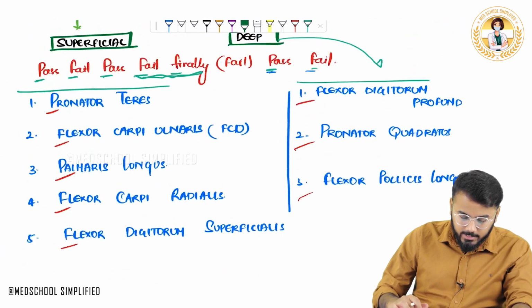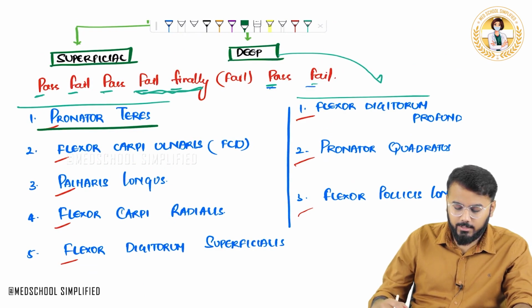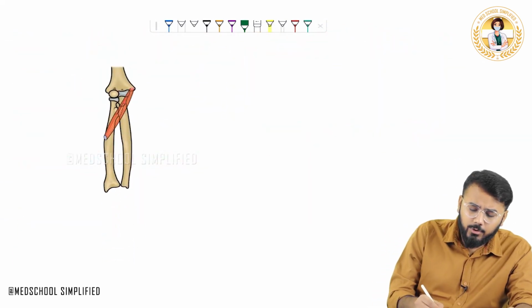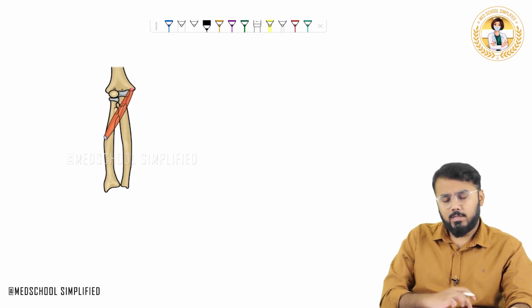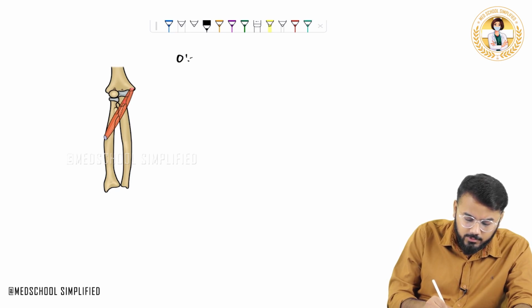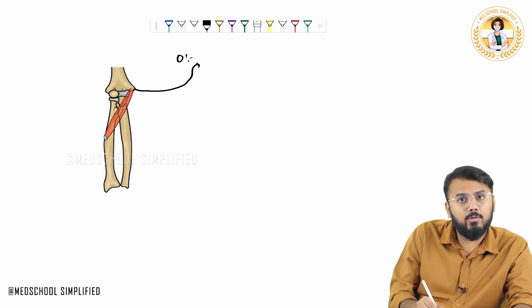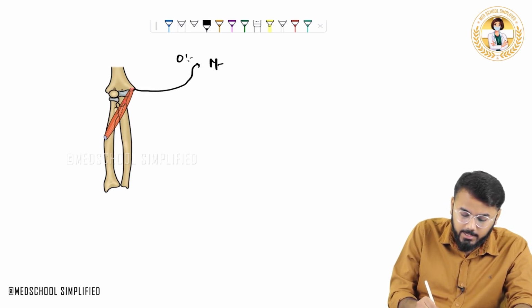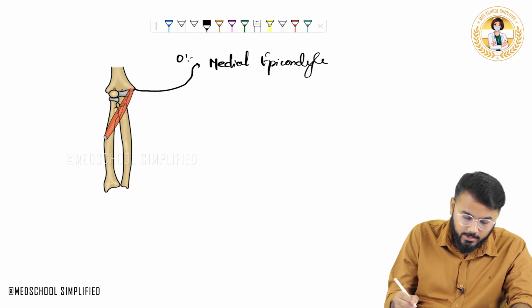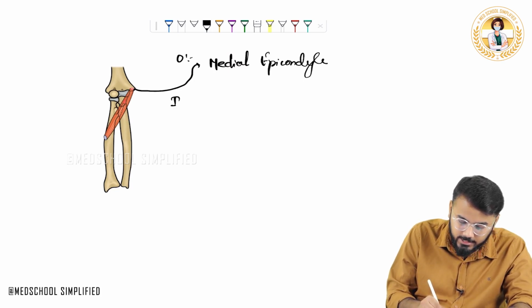The first muscle here was pronator teres. Let us see, this is your pronator teres. Now how am I going to tell that this is pronator teres? The first important point is to look at the origin. The origin of this muscle arises from, as I told you, the common flexor point, that is the medial epicondyle.